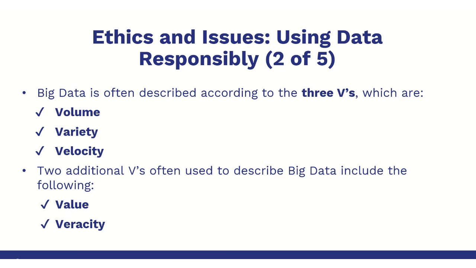Now, big data is often described according to the three V's: volume, variety, and velocity. Two additional V's often used to describe big data are value and veracity. So there are a lot of V's in terms of big data. Three V's are volume, variety, and velocity. And your additional two V's are value and veracity.